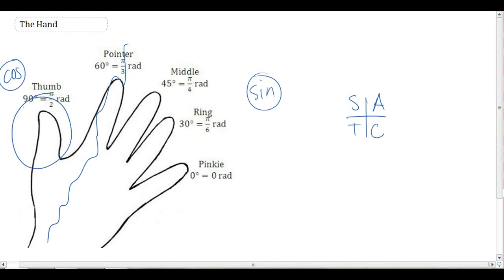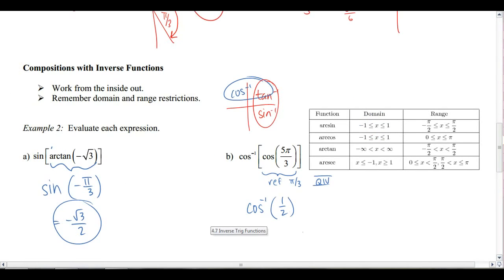There's my 1/2. And I know that the answer is pi over 3. That is the finger I pulled down. So finally I got pi over 3. So again, be super careful where you are and make sure you're paying attention to if it's an arc cosine or a regular cosine and what they're actually asking.